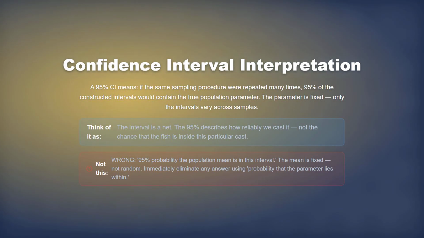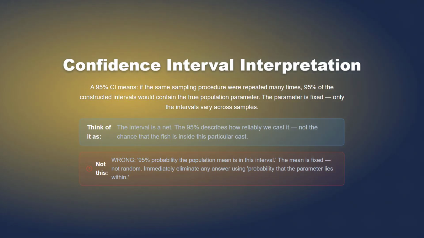That is wrong. The population mean is a fixed constant. It either is or is not inside the interval you just computed. There is no probability to assign to a fixed number.